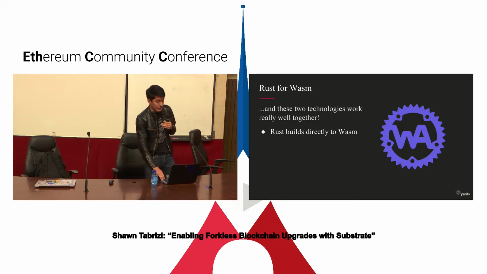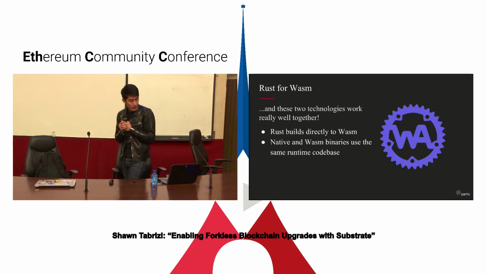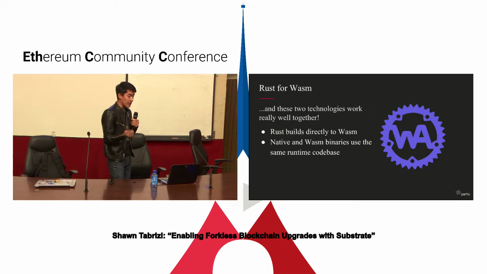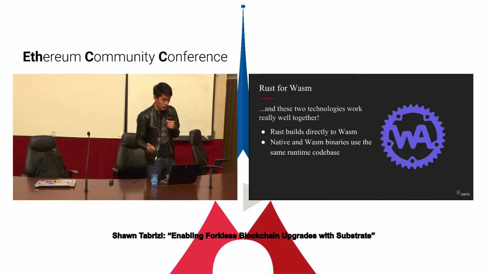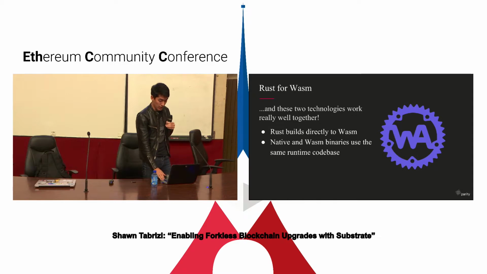You can see that Rust builds directly to Wasm, which allows the same code base to generate both the Wasm binary and the native binaries that you would run on your computers. So without having to maintain two different forks of the code or two different pieces of technology, you can have a single code base generate both kinds of binaries.